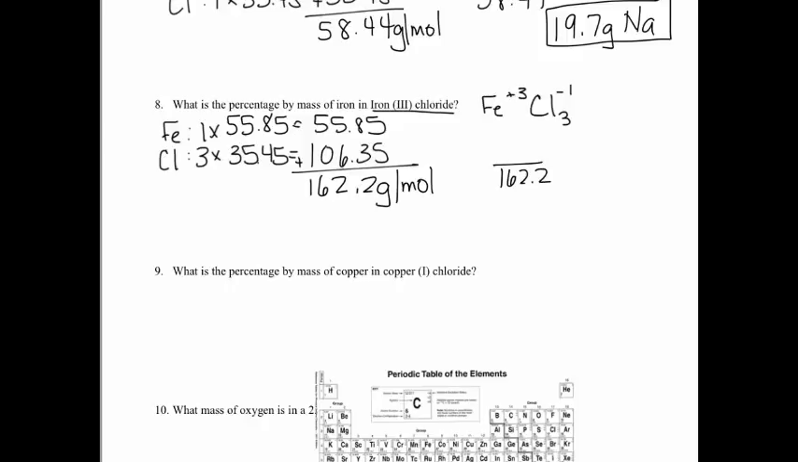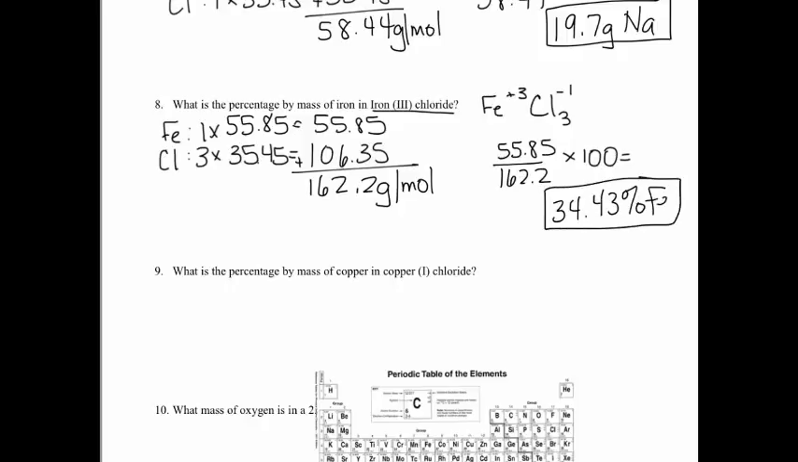Our part, they're asking for the iron in iron(III) chloride, so we put our 55.85, and this time they're looking for a percentage, so we're just going to multiply by 100. And we get 34.43%. And that's the percentage of iron in the iron(III) chloride.